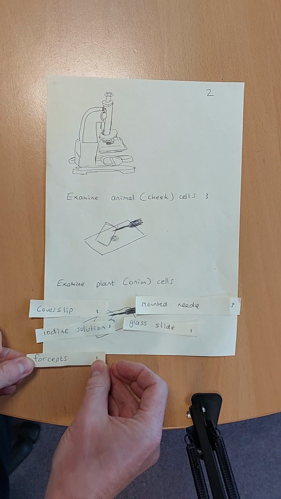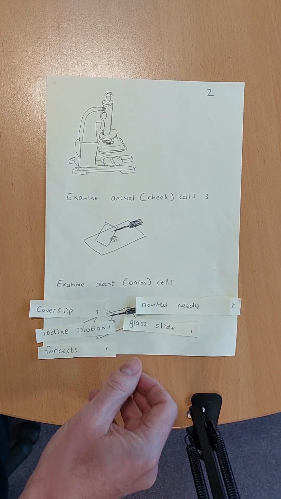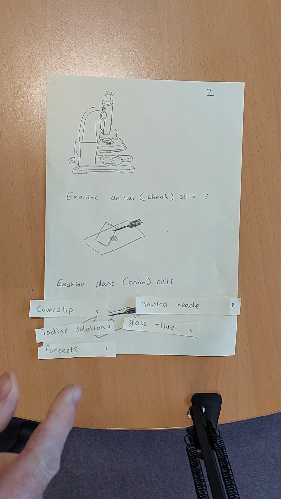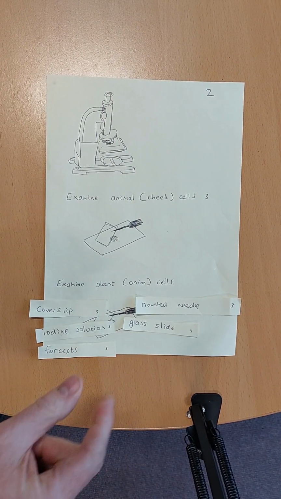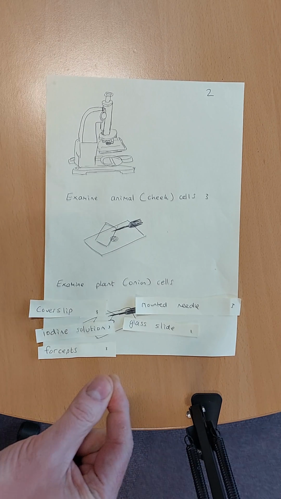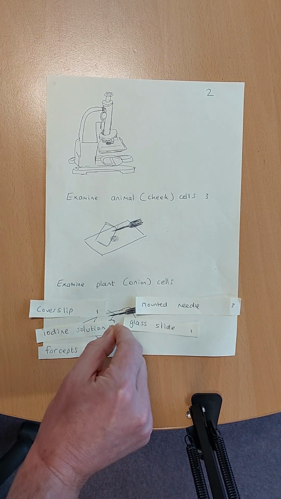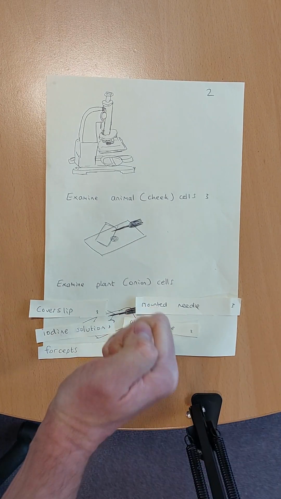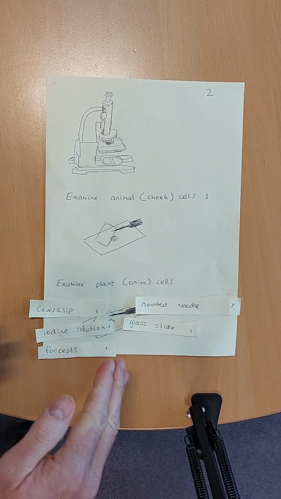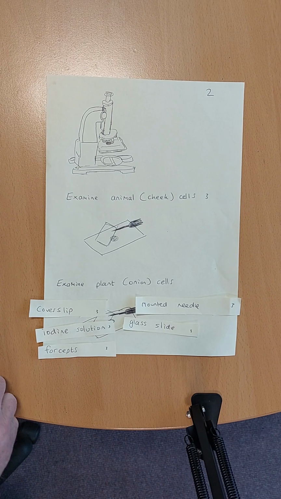And we use forceps to pick up. The forceps, a bit like my finger and my thumb, allow you to pick up something. So we can pick up part of the onion, pop it onto the slide, put some iodine solution onto that, and then put the cover slip on top with the mounted needle, just as we did before.